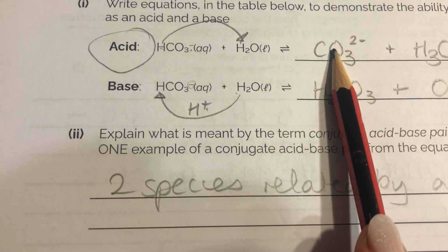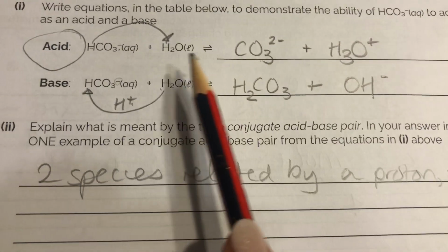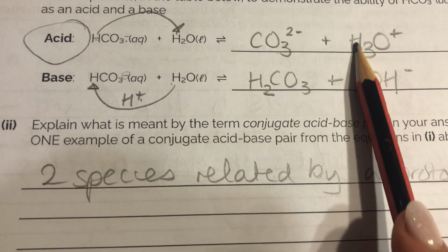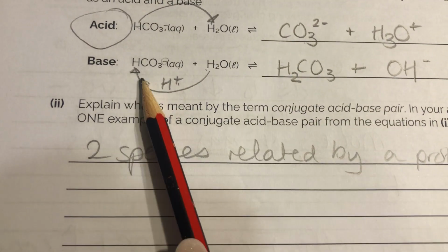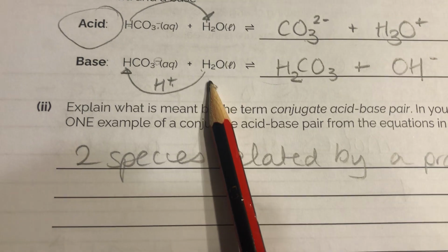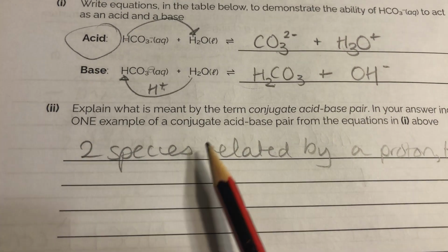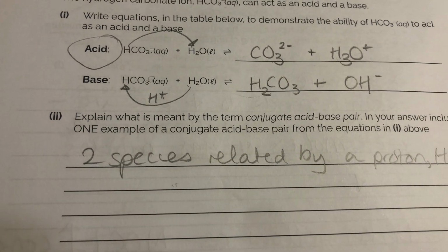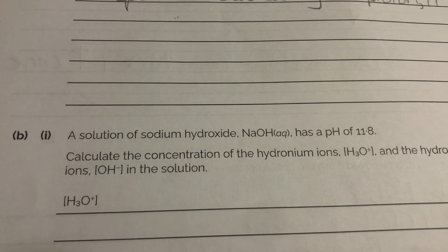So the only difference between the CO3 2 minus and HCO3 minus is 1 H plus, or you could put H2O and H3O plus, or you could put H2CO3 and HCO3 minus, or you could put H2O and OH minus. So there are 4 possible conjugate acid-base pairs to use as your examples there. Okay, the calculations here, they were pretty well done.